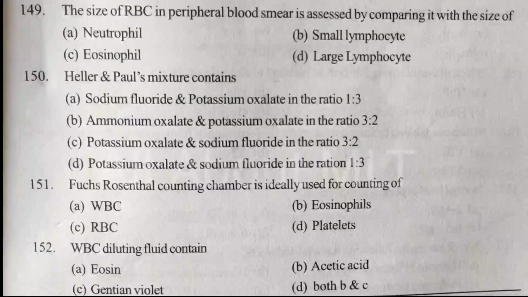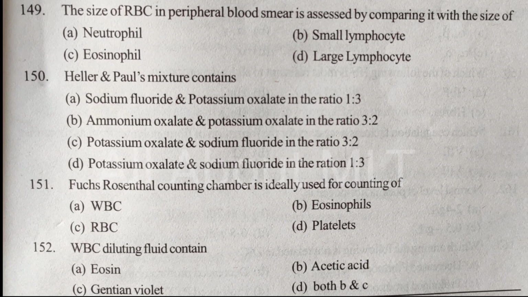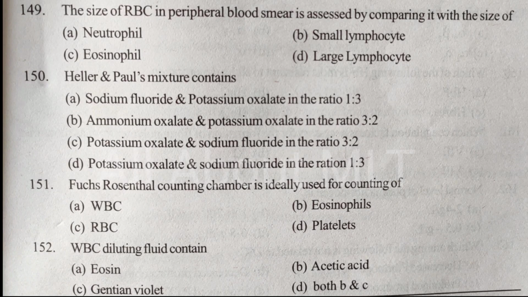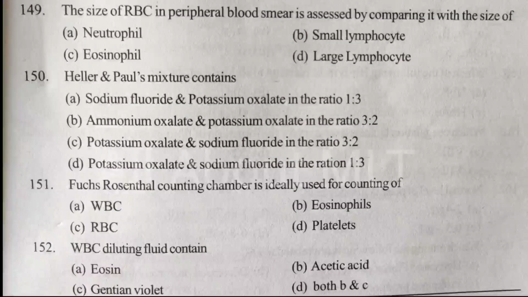The size of RBC in peripheral blood smear is assessed by comparing it with the size of option A neutrophil, option B small lymphocyte, option C eosinophil, option D large lymphocyte. And the answer is option B small lymphocyte.